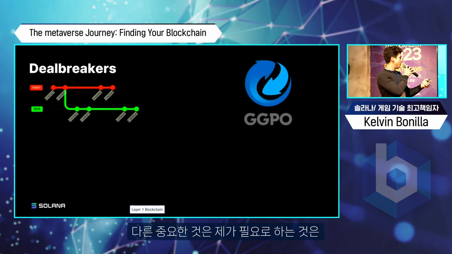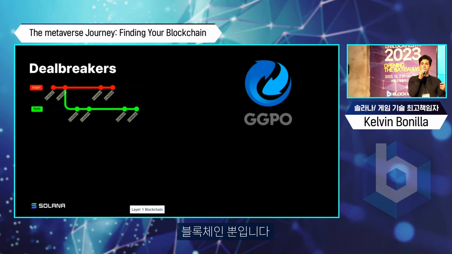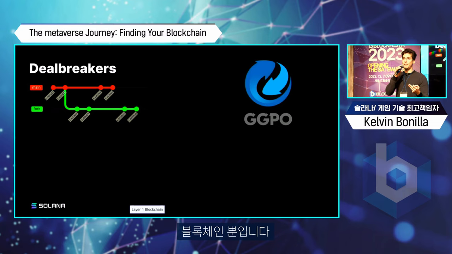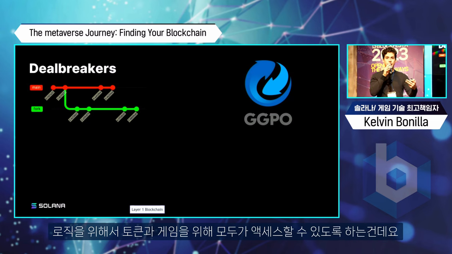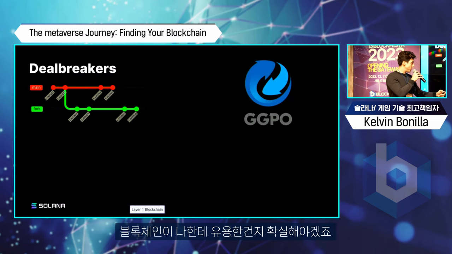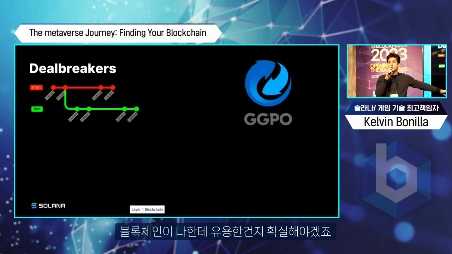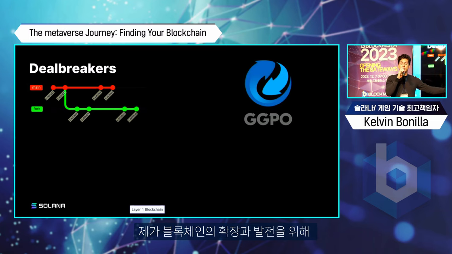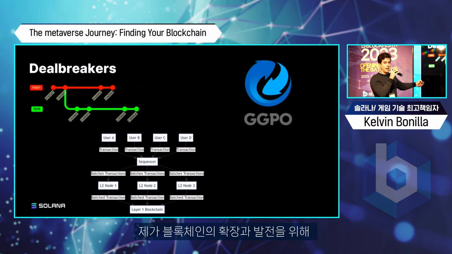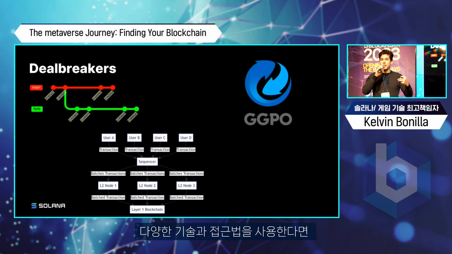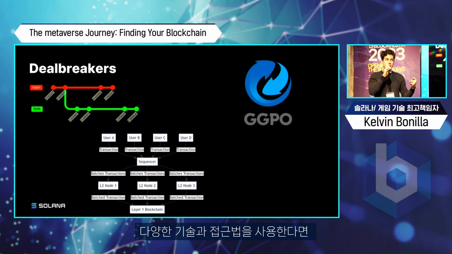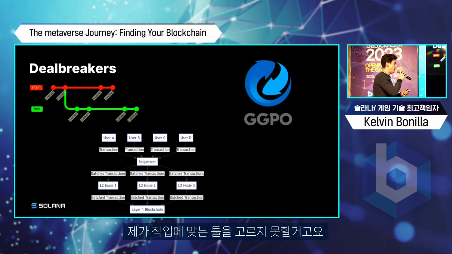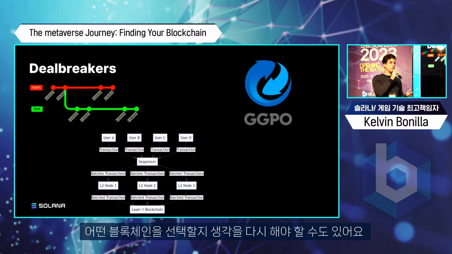And one of the other more important things is all I need is a blockchain for this. If I am using my logic to put it on a blockchain for everybody to have access, for the tokens, for the game, for the logic, I need to make sure that blockchain is useful to me. If I have to do all the different techniques and approaches to scale and evolve the blockchain system, maybe I'm not picking the right tool for the job, and I should reconsider what I'm starting with.